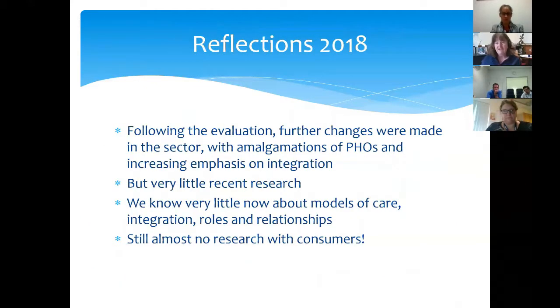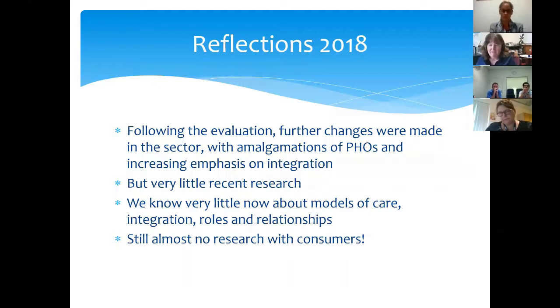So just some reflections. I was thinking about this. We're about to start, we'll get involved in some new work potentially in this area, and I was just reflecting on the evaluation and also what we found. Following all the work that we did, further changes were made in the sector. For example, primary health organisations were amalgamated, and there's now around 30 of them. And there was an increasing emphasis on integration.